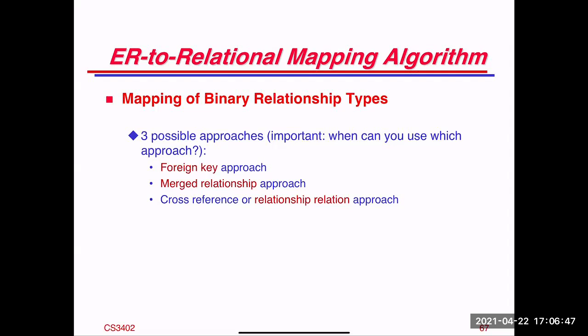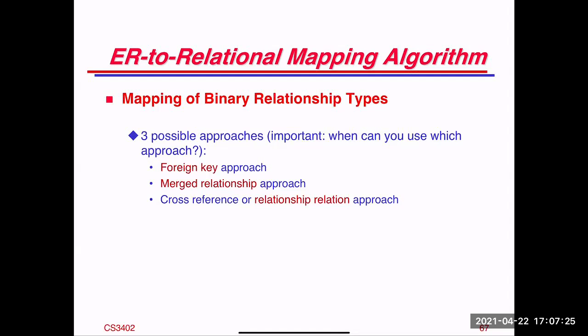We learned about 3 different approaches for doing so: the foreign key approach, the merged relationship approach, and the cross-reference approach. It's important to know when you can use which of these approaches. For instance, you can only use the merged relationship approach when you have a one-to-one relationship in your ER diagram. Also, things like total participation constraints play a role in when you can use which of these approaches. So keep all of that in mind.